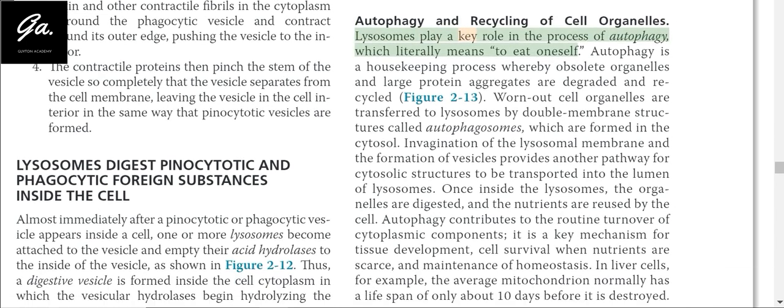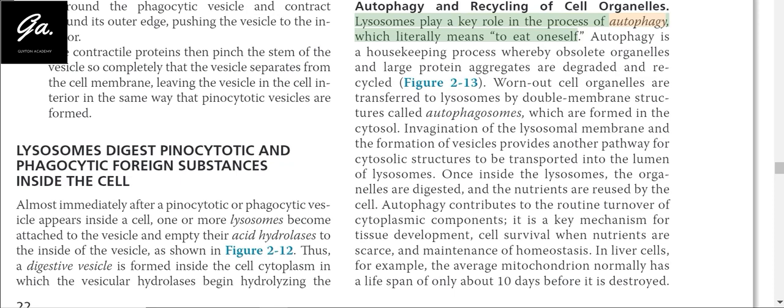Lysosomes play a key role in the process of autophagy, which literally means to eat oneself. Autophagy is a housekeeping process whereby obsolete organelles and large protein aggregates are degraded and recycled. Worn-out cell organelles are transferred to lysosomes by double membrane structures called autophagosomes, which are formed in the cytosol.